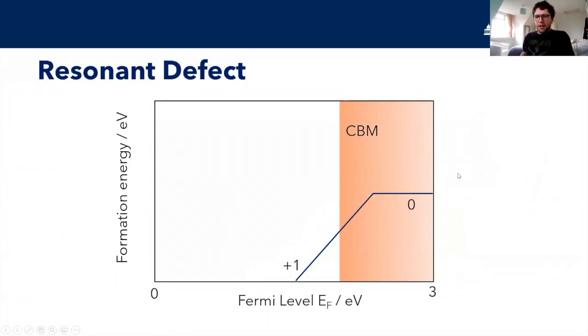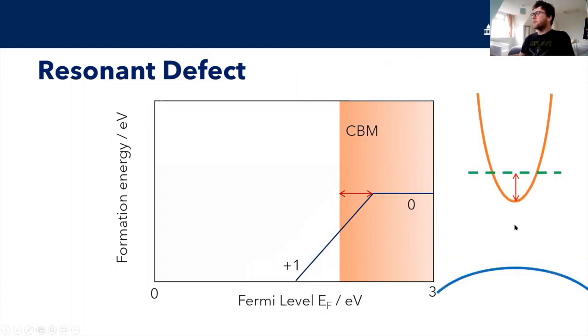We can now consider when the transition level lies within the conduction band, so the +1 state is stable within the conduction band minimum up to here. And this is what we call resonant. This defect would be resonant. So there is no energy required for the conduction to occur, no activation energy for the electron to be donated into the conduction band. It can simply drop down into the conduction band.